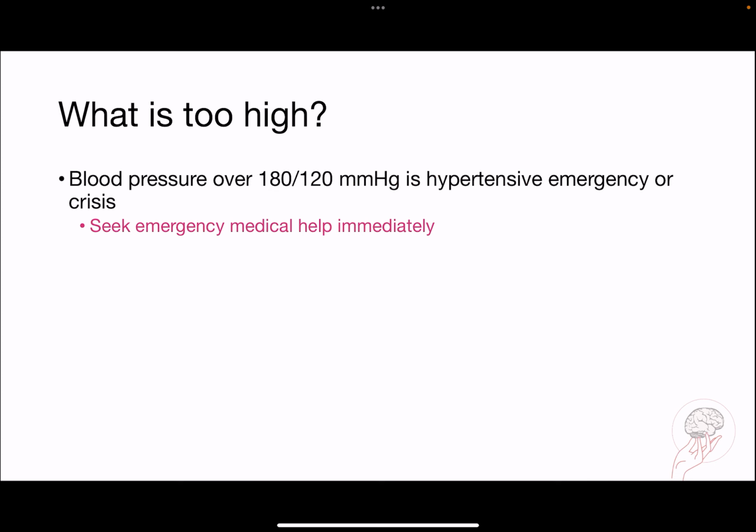So lots of people go about their everyday with high blood pressure. But when is it an emergency? Well, blood pressure over 180 over 120 is a hypertensive emergency or crisis. This often indicates that someone is having some sort of cardiac event. If you ever see a blood pressure this high, seek emergency medical help immediately.